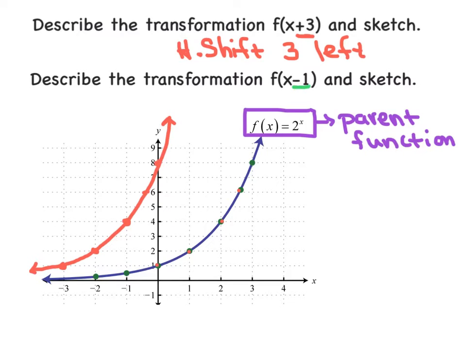Let me change colors here real quick. This one right here, again, we're on the inside, so it's a horizontal shift. We're going to go 1 unit to the right, and we're just going to take each of these points and go 1 unit to the right.